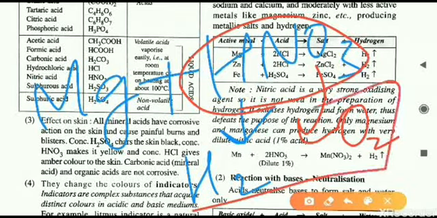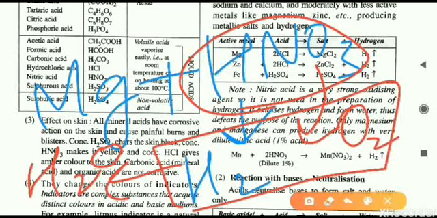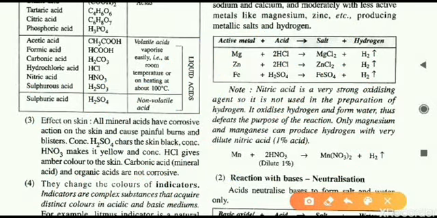Because it is a very strong oxidizing agent, it will provide oxygen atoms to the hydrogen which is produced. As a result, both this hydrogen and oxygen will combine and there we will get water. So what is the reason we are not using nitric acid? Because it is a very strong oxidizing agent and it will oxidize hydrogen and form water.